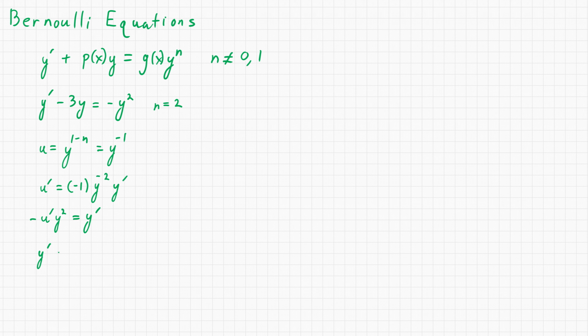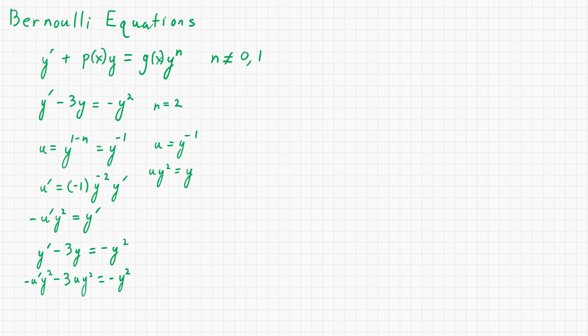So I have y prime minus 3y equals -y squared. And here, y prime is -u prime y squared. I want to get y by itself, and the way I can do that is to take u equals y to the -1 and multiply both sides by y squared, so I get u y squared equals y to the 1. Then I can exchange this y here with u y squared. And at the end, I have -y squared, which we're going to leave as is.